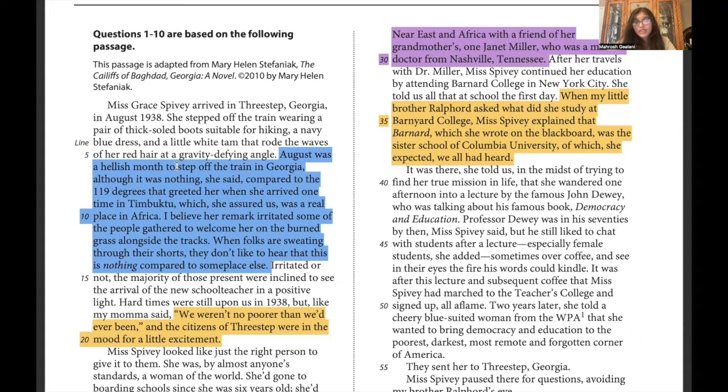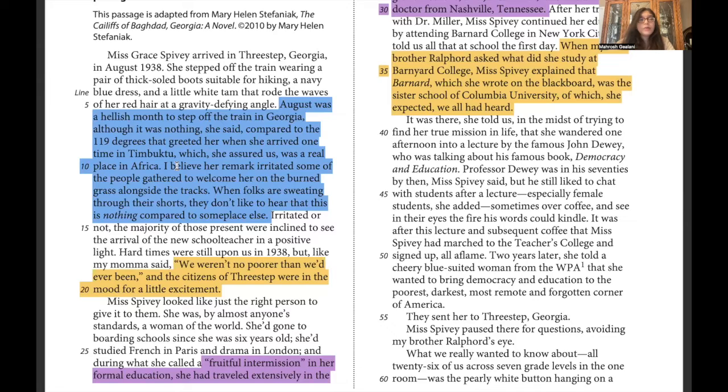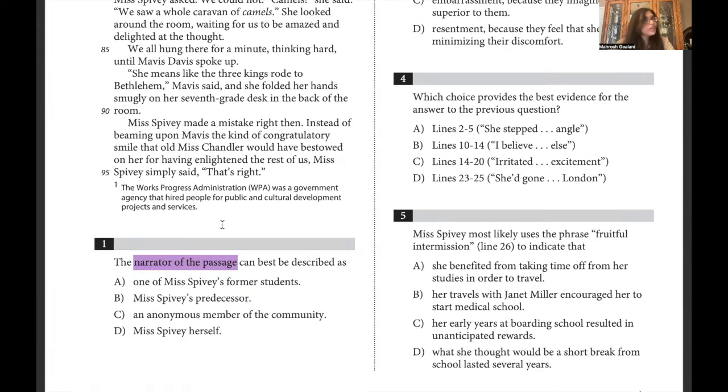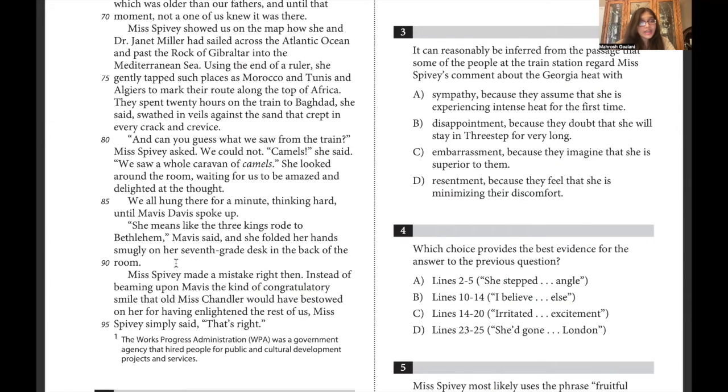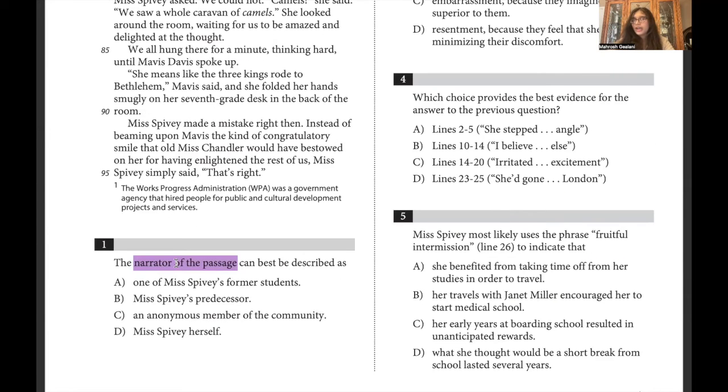So what do we know from this immediately? What we know immediately is that this is not Miss Spivey herself, right? Miss Spivey would not be talking about herself as Miss Grace Spivey. So immediately we can cancel out Miss Spivey herself. Within the first two sentences, you will always figure out the point of view immediately. And then the question goes a little bit beyond that.